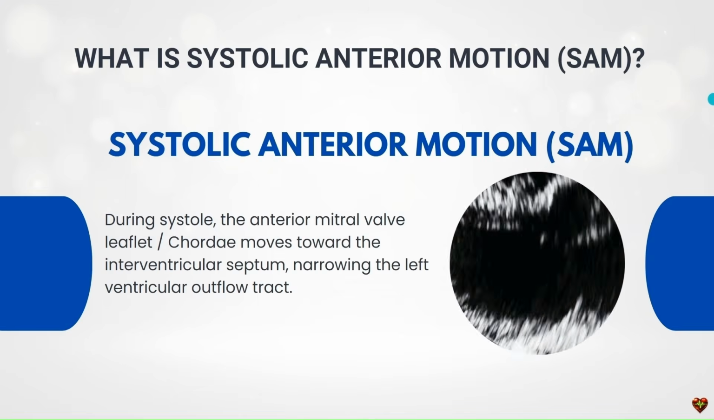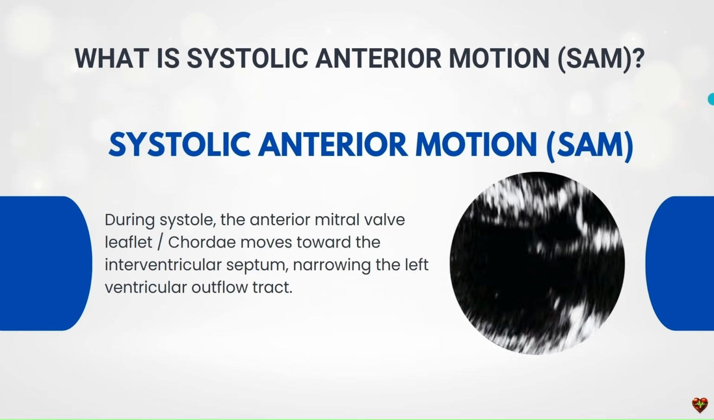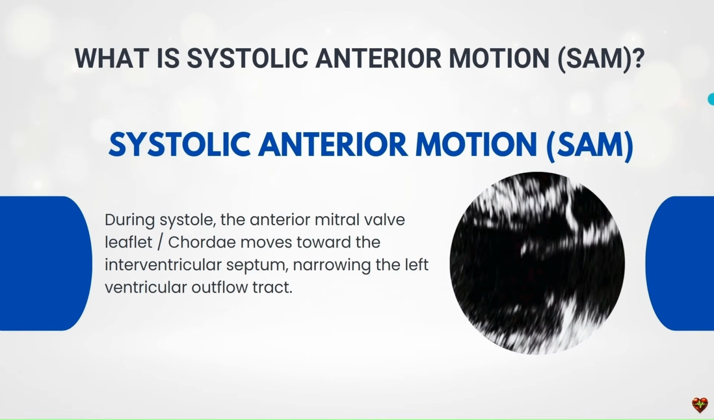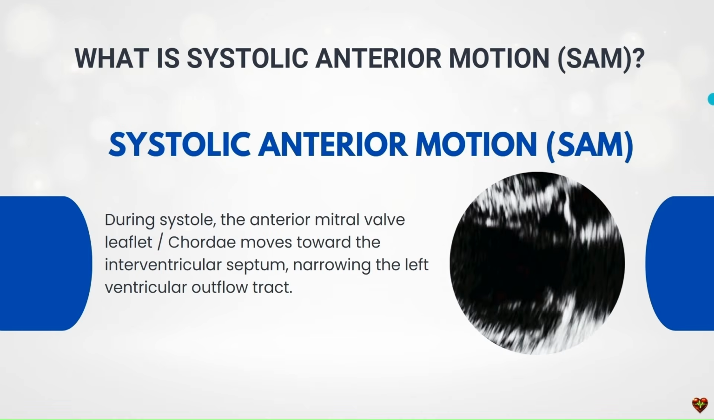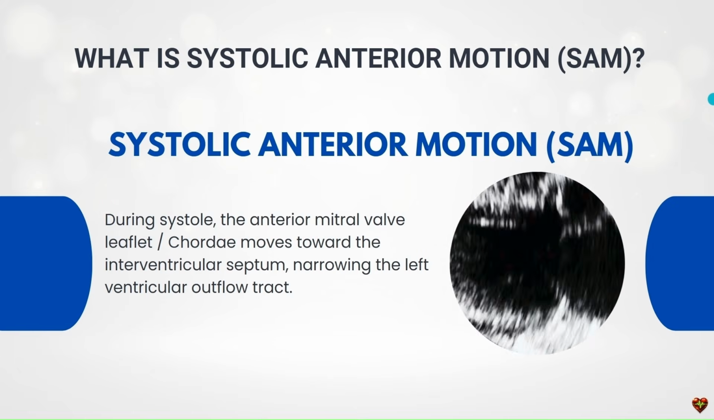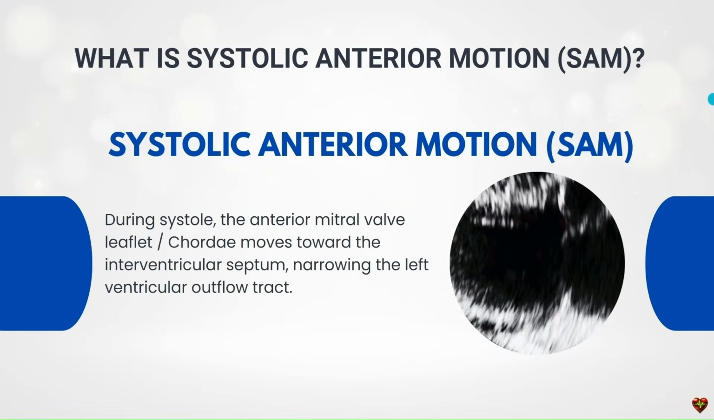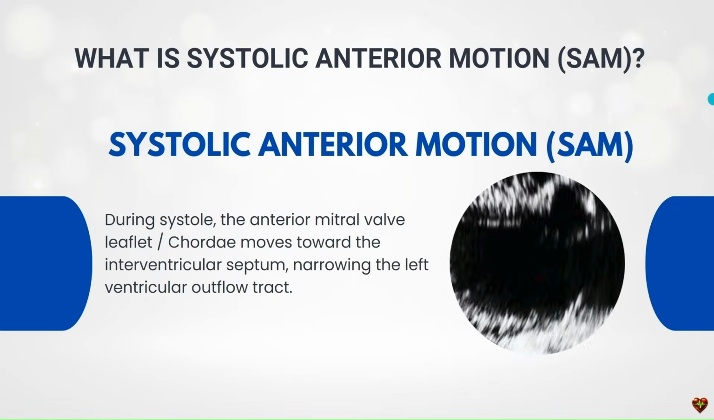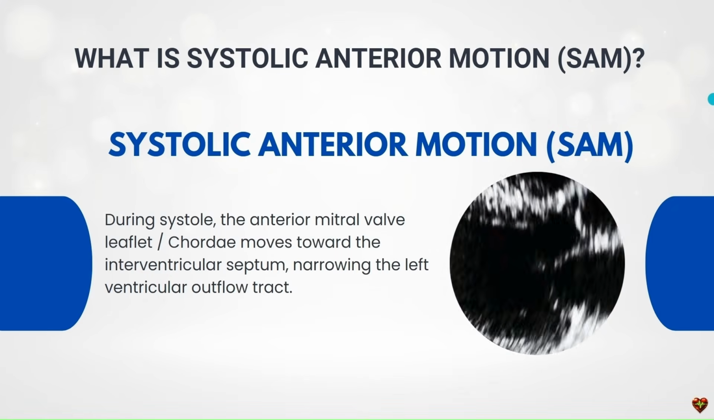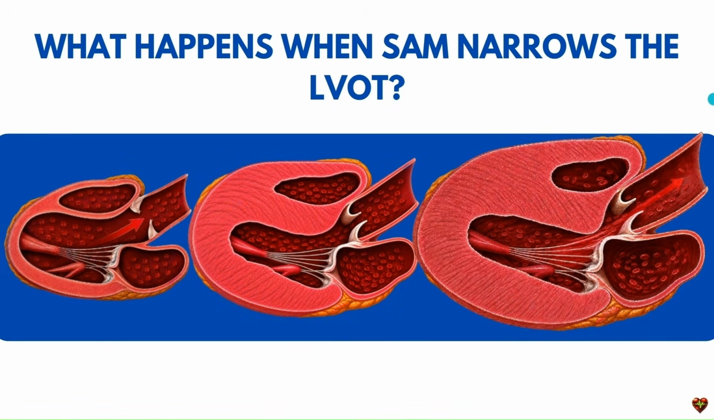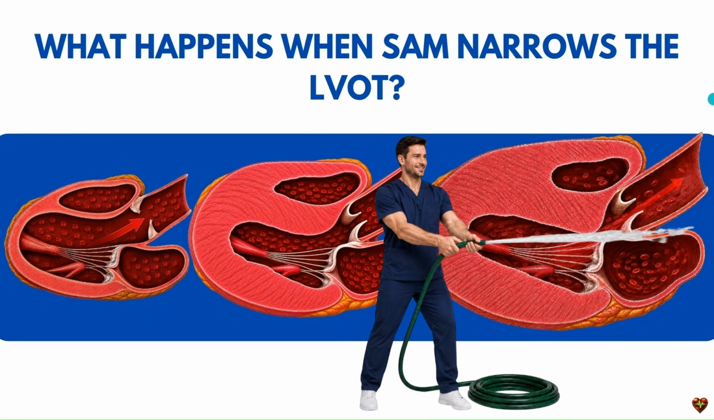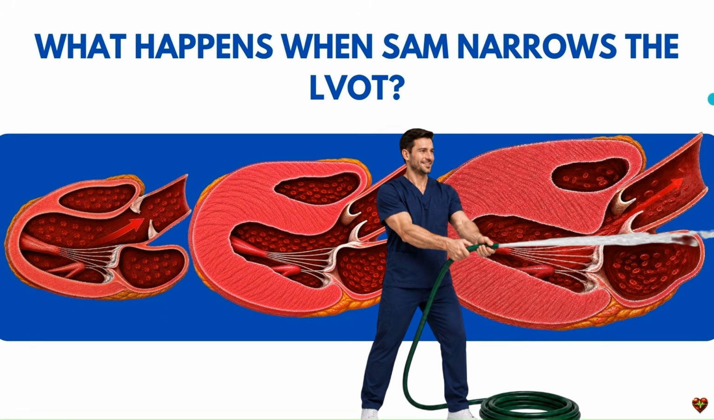The moment you identify SAM, your next thought should be, how much obstruction is this creating? SAM is not simply an interesting observation, it's often the mechanism responsible for dynamic LVOT obstruction. If the mitral valve moves into the outflow tract, what happens to blood trying to leave the ventricle? Think about placing your thumb over the end of a garden hose. The opening becomes smaller, so the water exits faster.